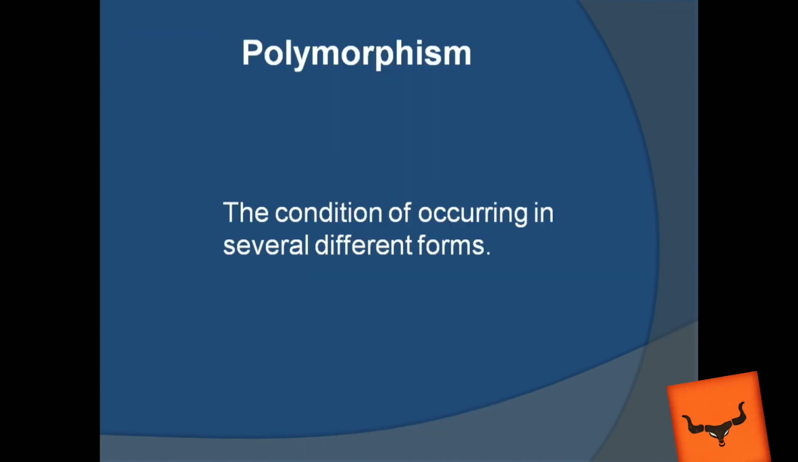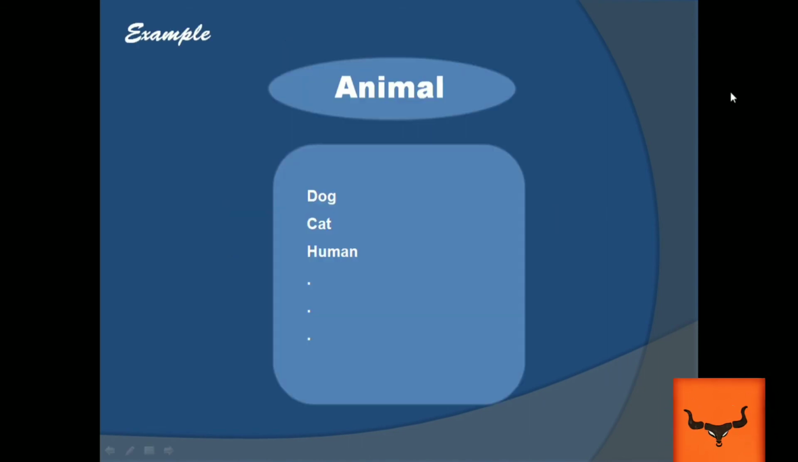It's not a difficult word. Poly just means many and morphism means forms. It is the condition of occurring in several different forms. Consider an animal class, and animals have several different forms like dogs, cats, humans and so on. If you look at this, a dog is an animal, a cat is an animal and a human is also an animal.